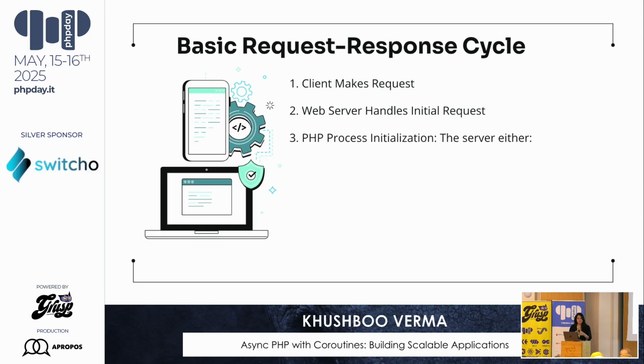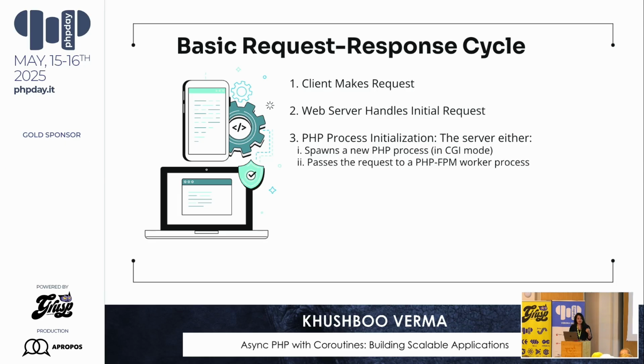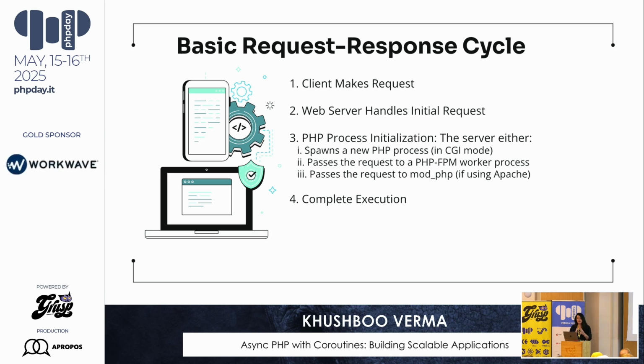So the PHP process initialization happens. The server can either spawn a new PHP process if it is running in the CGI mode, or it can pass the request to a PHP FPM worker process, or it can pass the request to mod PHP if using Apache with the PHP module. In any of these ways, the execution would be completed by loading the script, executing it from start to finish, generating the output, and sending it across. The response would be received by the web server. It will transfer it to the client. And after that, the process termination would happen if using the CGI mode, or the worker would become available to another request if we are using PHP FPM.